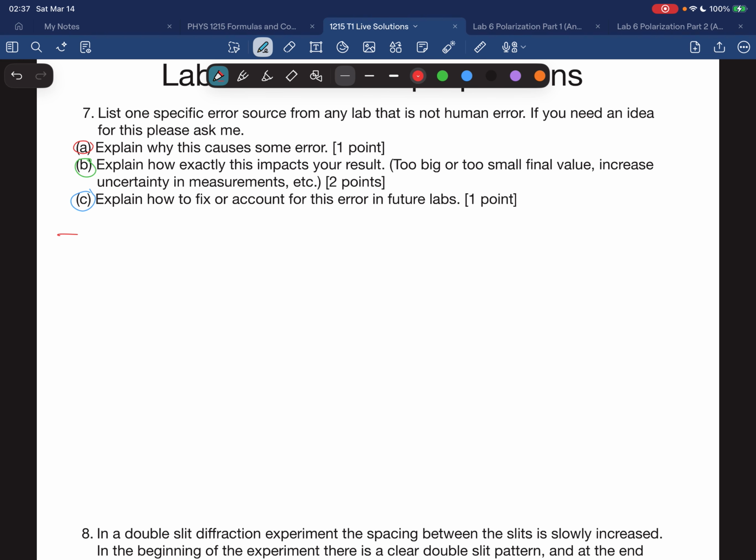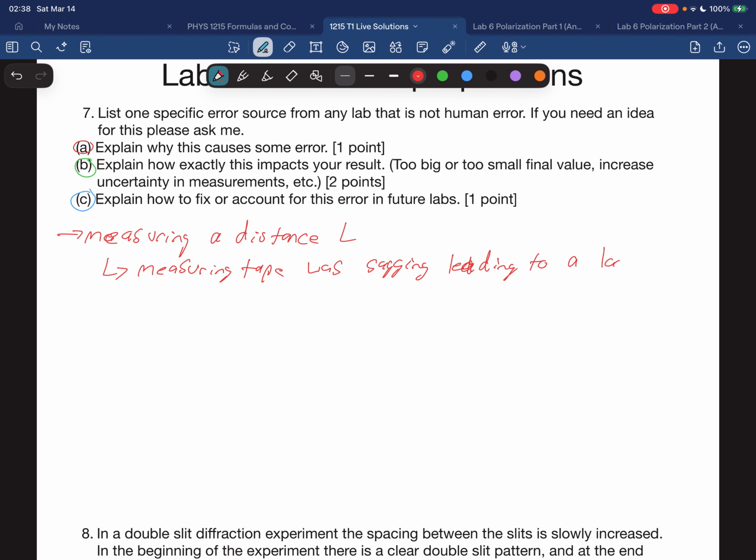I will go ahead and use the example, or one similar to the one that I gave you guys who asked me. In a lab, you may have had to measure a specific distance, a distance L. What if the measuring tape was sagging, leading to a longer measurement, or a longer L?